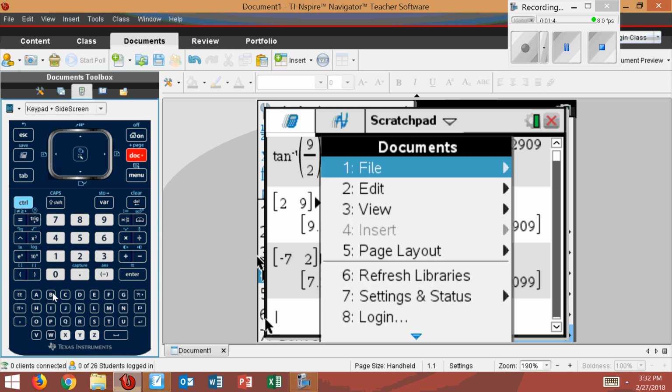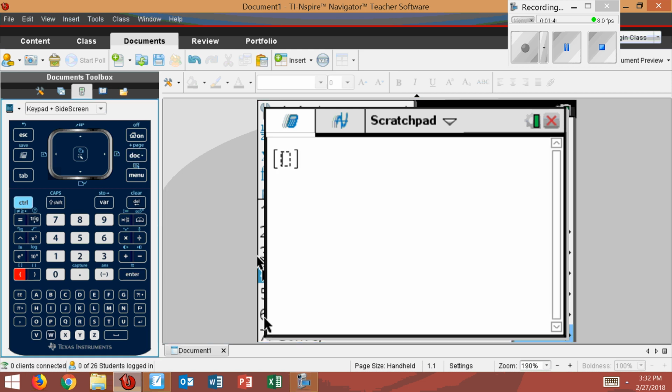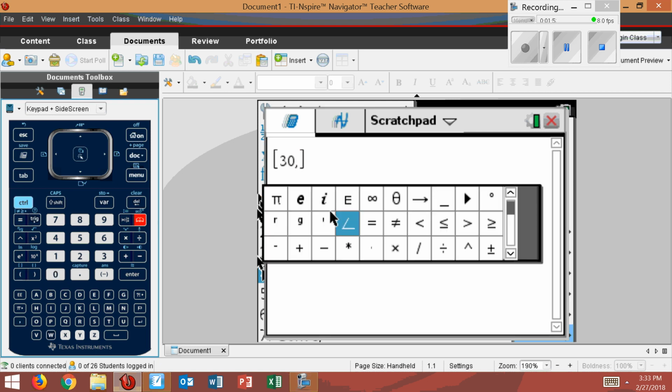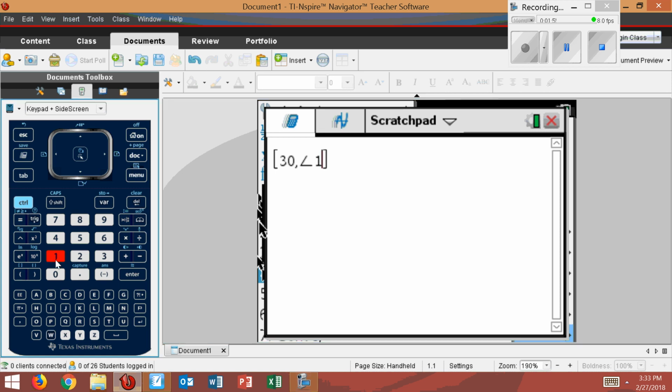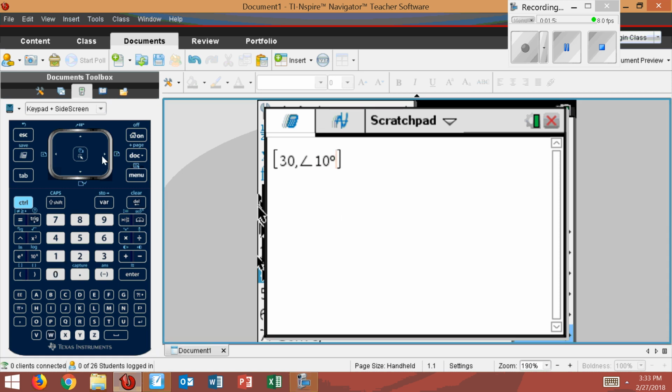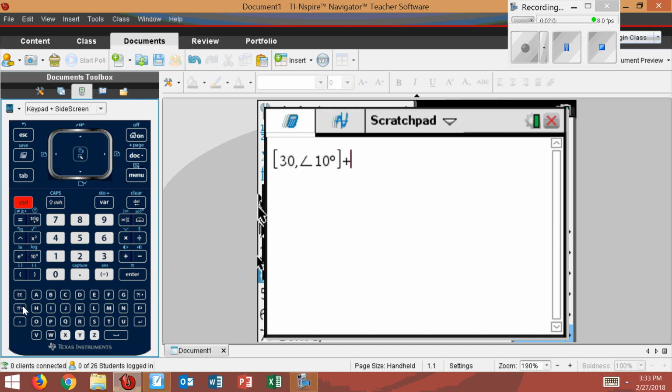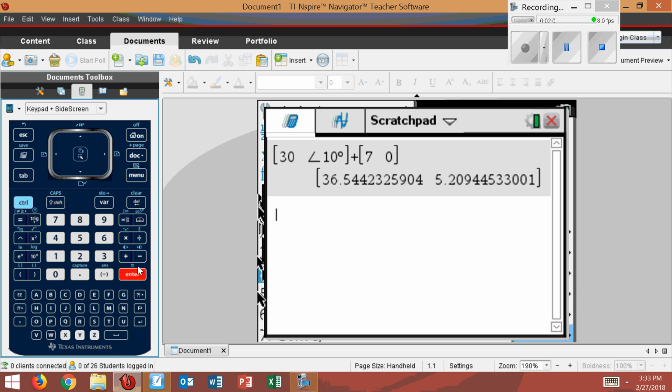So clear this out. You press control parentheses to get those symbols. And now the values were 30, comma, the angle is control book. If you press control book, you'll see it there. And the angle was 10 degrees from the horizontal. And we're going to add that to her sprinting speed, which was 7 meters per second right, without going up or down. When we press enter, that's our value as an x and y. So the ball will travel 36.5 meters per second to the right, and it'll travel up 5.2 meters.